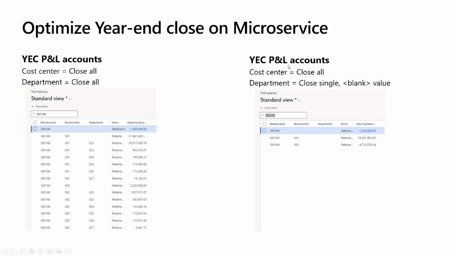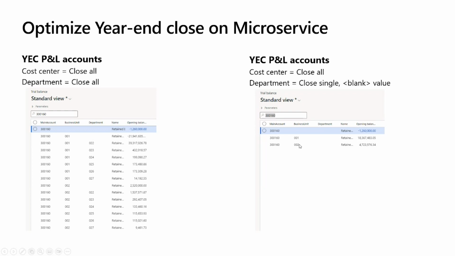Now, if I change that setup slightly and say for cost center I want to close all, because I do care about the values for cost center, but my department, maybe I don't, so I choose close single and leave it blank. Now you can see we go from a very large quantity of retained earnings down to just 3, because we only have 3 business units, blank, 001 and 002, that were actually posted on transactions in the year for which I just ran the year-end close.